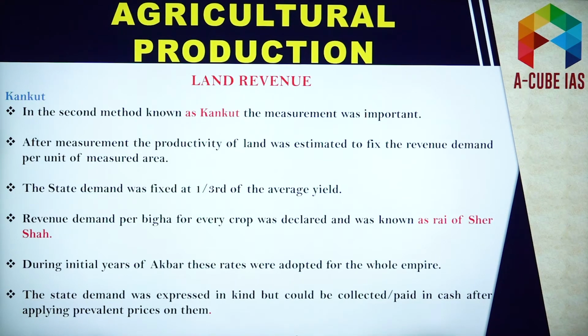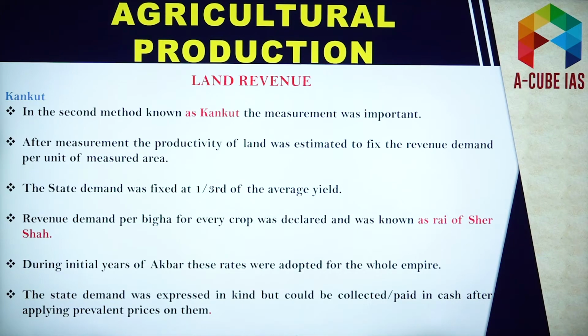Now we'll try to know the second method. This method was known as Kankut. Under this method, the measurement was important. So in this method, land was first measured, and after measurement, the productivity of land was estimated to fix the revenue demand per unit of measured area.